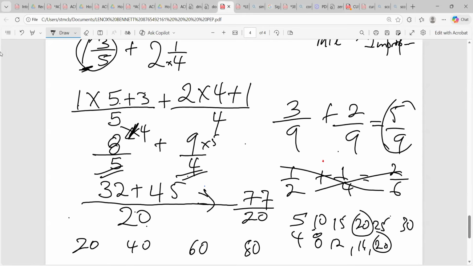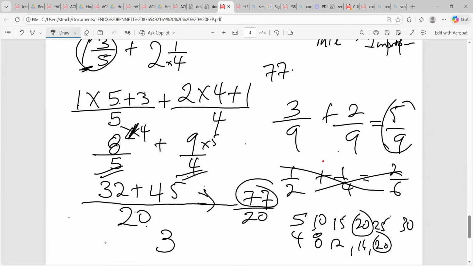Guys, I'm teaching you how to convert to whole numbers, to mixed numbers, right? So you can get 3 20s out of it, which would take you to 60. And then, of course, subtract the 60 from the 77. How much do you have left, which is 17. So it's 17 over 20.